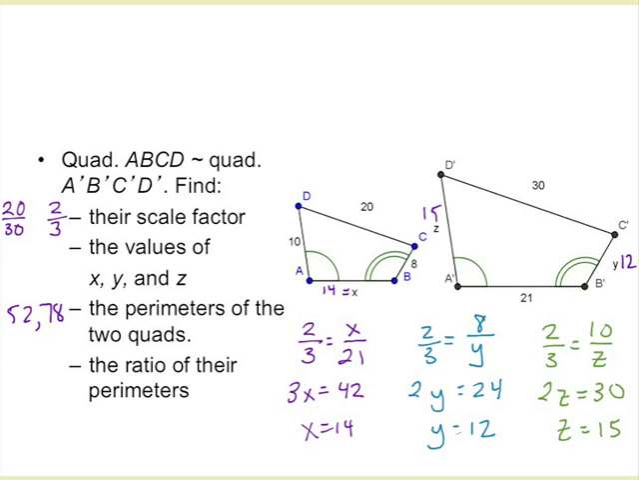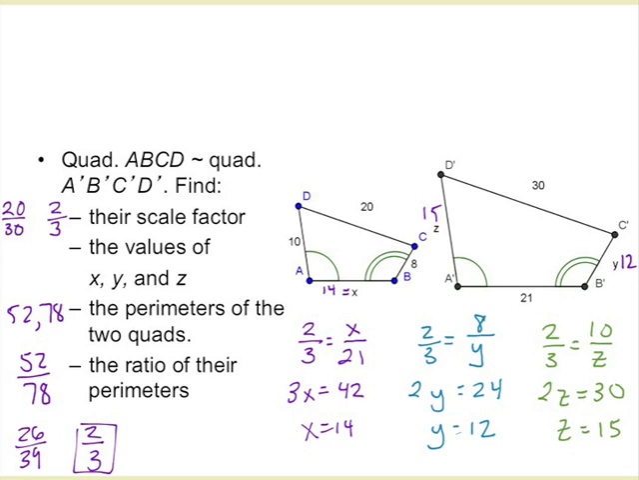Then it says find the ratio of their perimeters. First figure was 52, second figure was 78, so we set that up as a ratio and we want to reduce. What do those both reduce by? 2. If I reduce by 2, I get 26 over 39. Does that still reduce? By 13. 13 goes into both of them. Reduced by 13 gives me 2/3, which sounds a little familiar.